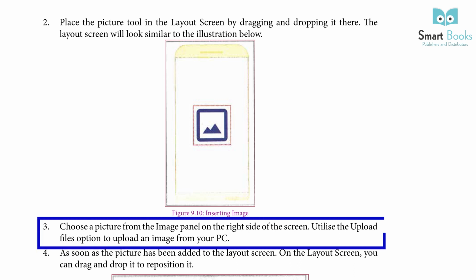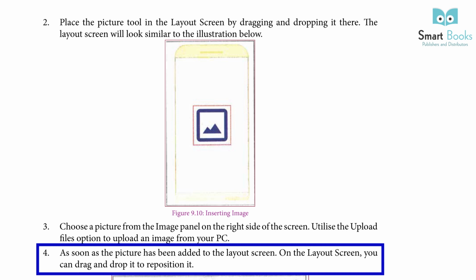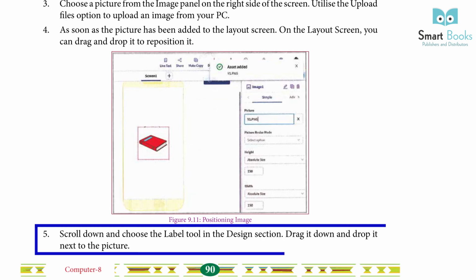3. Choose a picture from the image panel on the right side of the screen. Utilize the Upload File option to upload an image from your PC. 4. As soon as the picture has been added to the layout screen, you can drag and drop it to reposition it. 5. Scroll down and choose the label tool in the design section. Drag it down and drop it next to the picture.